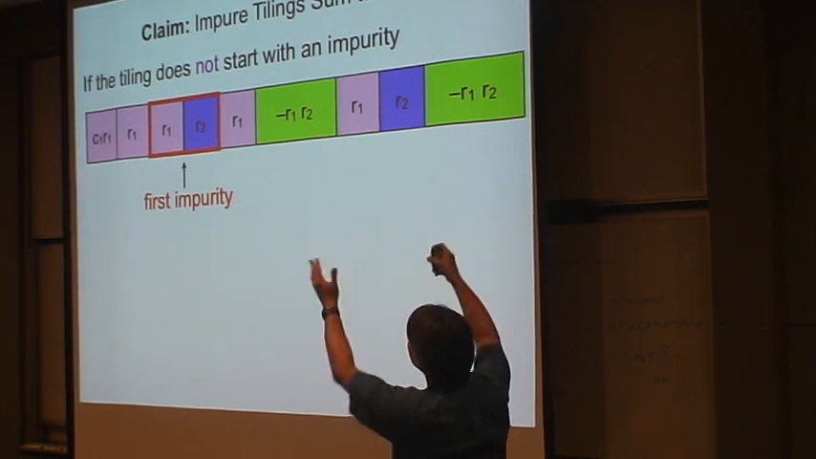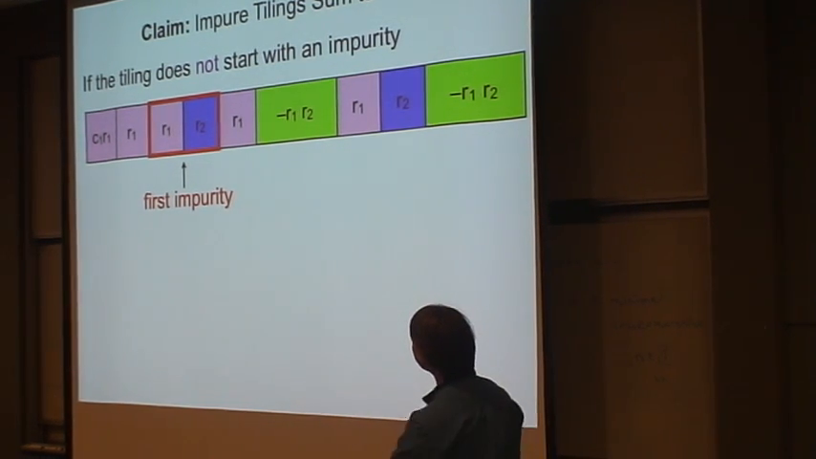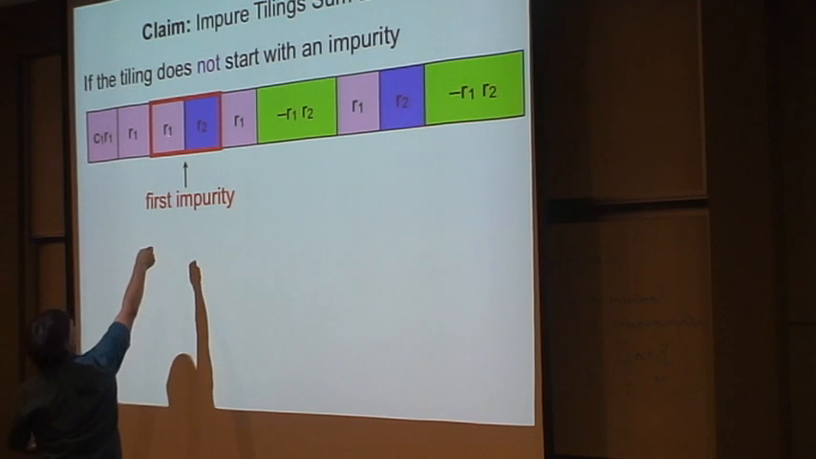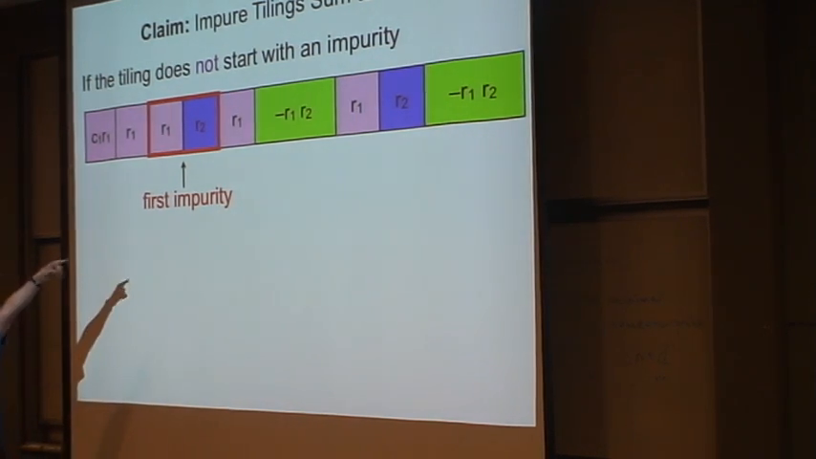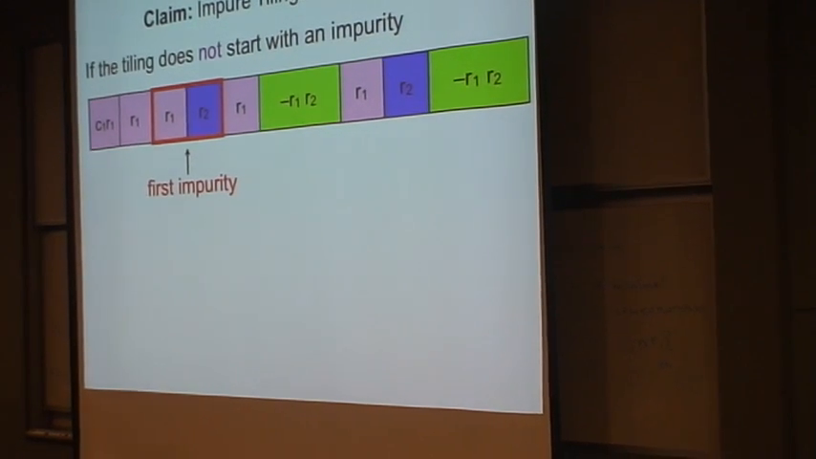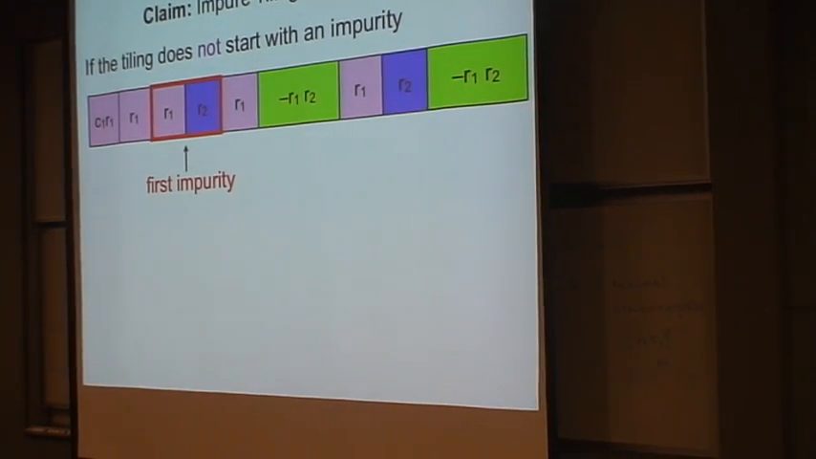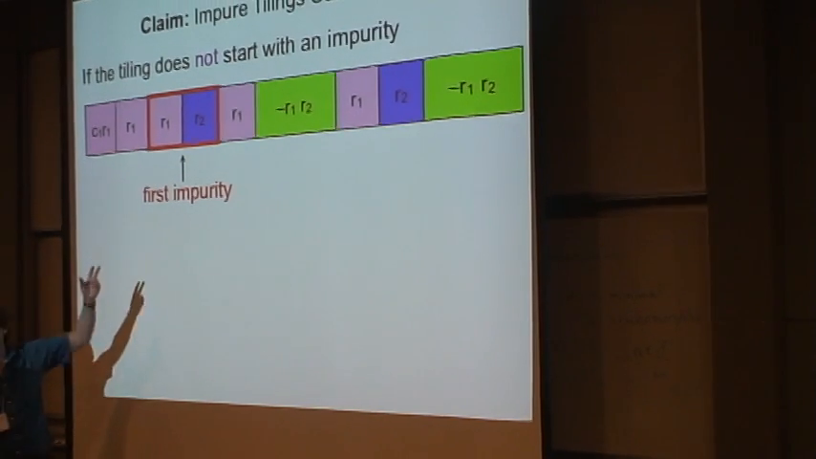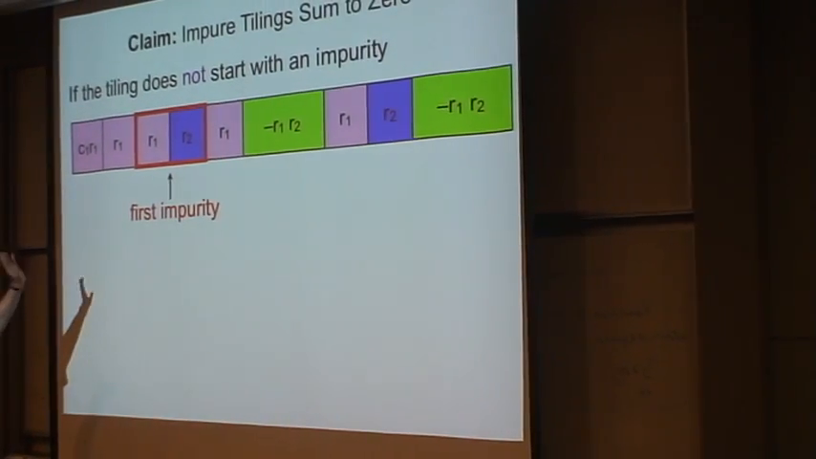So here's a typical tiling, all right? And here's the first impurity. This is the first place where I either see a domino, or a light dark, or a dark light. Now there are two situations we'll look at. Either the tiling does not start with an impurity, or it does start with an impurity. Let's look at the case where it doesn't.